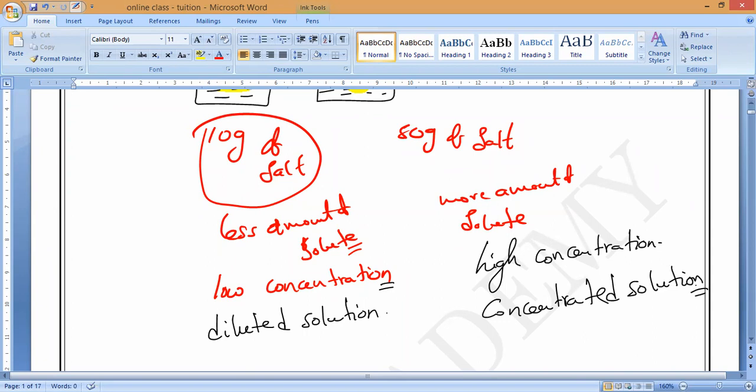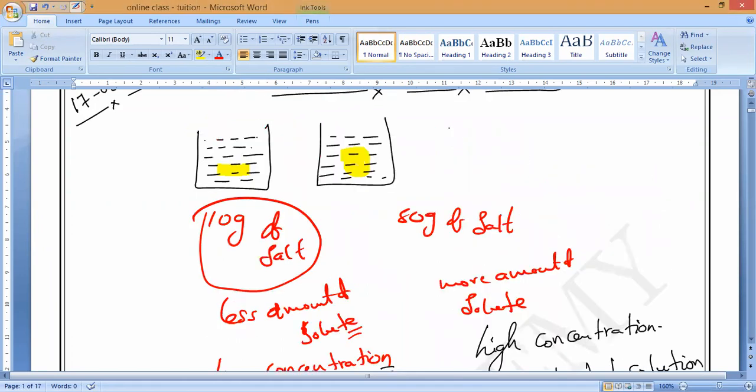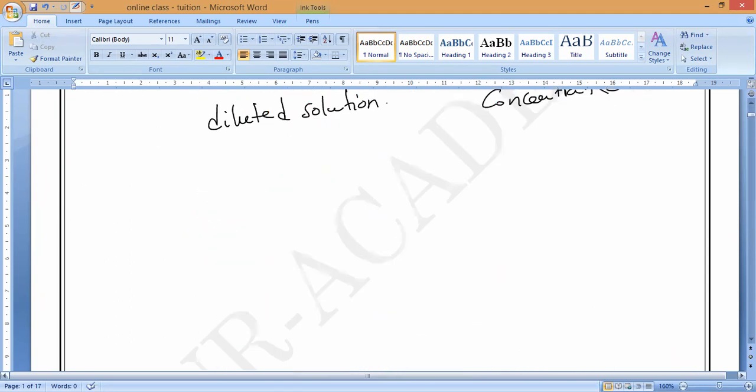Concentrated solution means, what is a concentrated solution? Wherever more solute is dissolved, that is called concentrated. Less solute is dissolved, that is called, what should we call it? Less concentration. We should say dilute solution. Understand? Dilute solution. That is what you have to remember here.